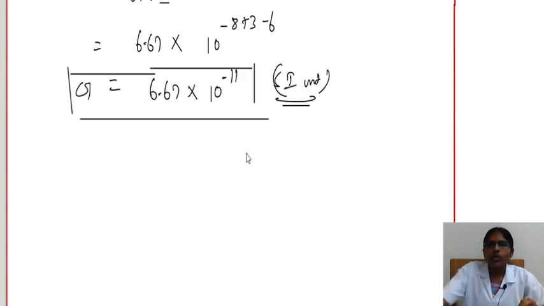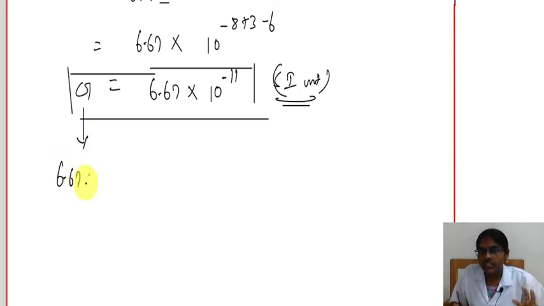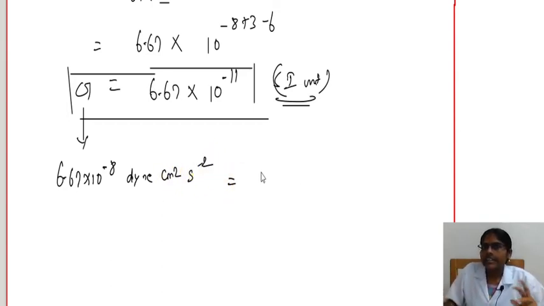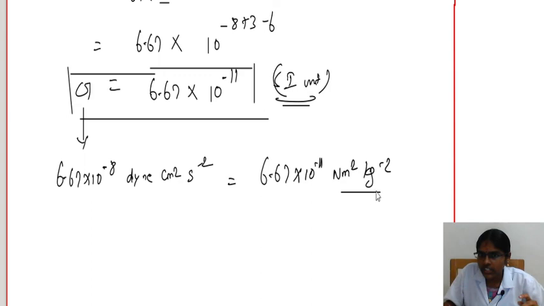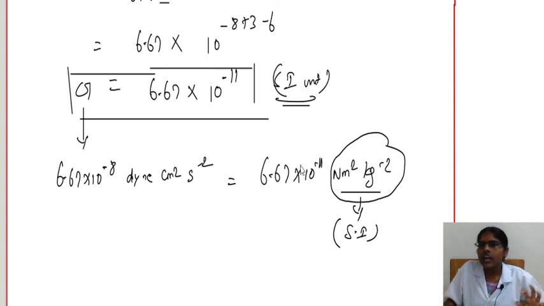Understood? So in CGS unit the gravitational constant value is 6.67 into 10 to the power minus 8 centimeter cube per gram per second square, and it is equal to 6.67 into 10 power minus 11 newton meter square kg power minus 2, because this is the unit of gravitational constant in SI. In the question, they don't ask about the unit. They just ask what is the value of gravitational constant in SI unit, right?